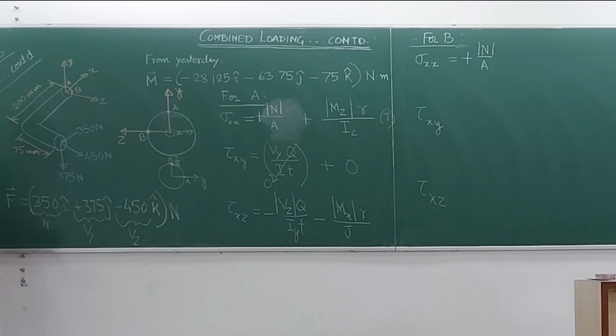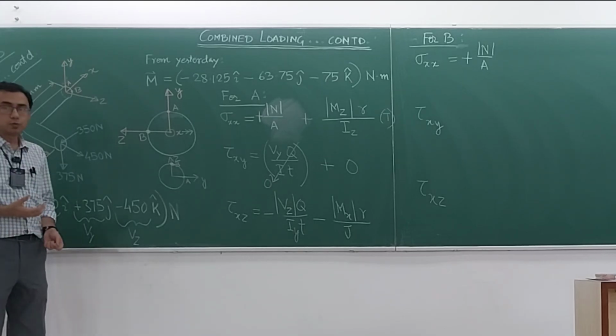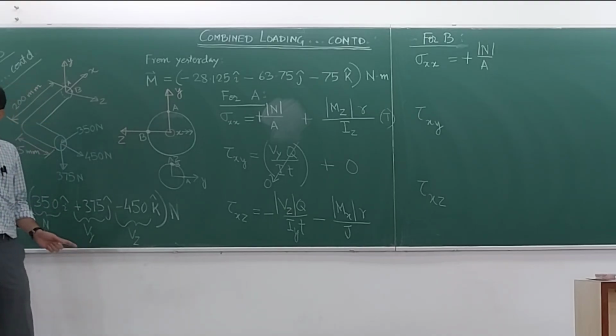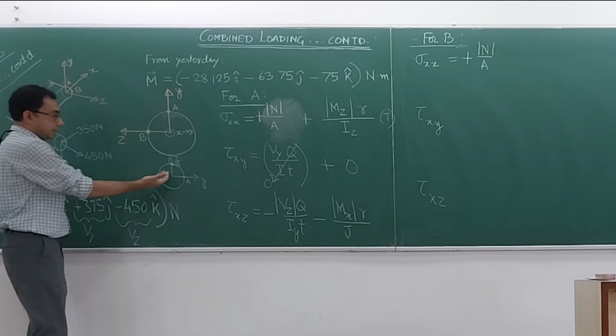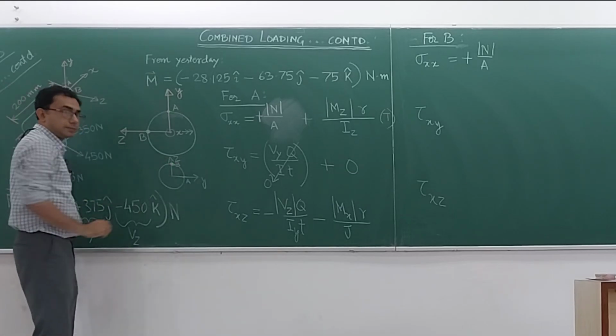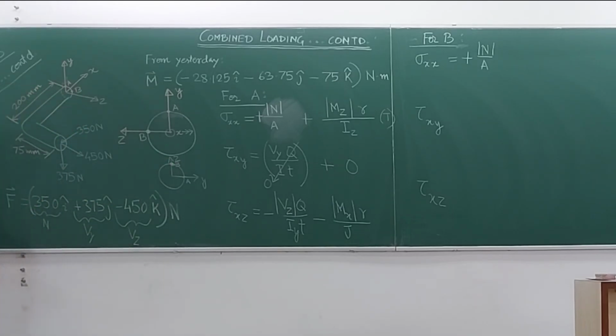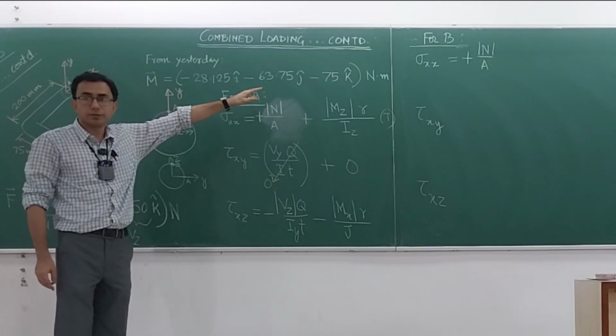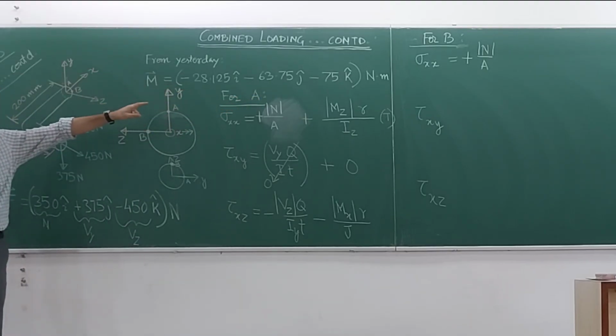Now for the flexure, which moment will it be? It will be the My. Plus or minus is a separate thing, but My. Okay, so either like this or like that. Now let us check what the My is. My is minus 63.75. Okay, 63.75 is not the important thing right now. The minus is the more important thing.